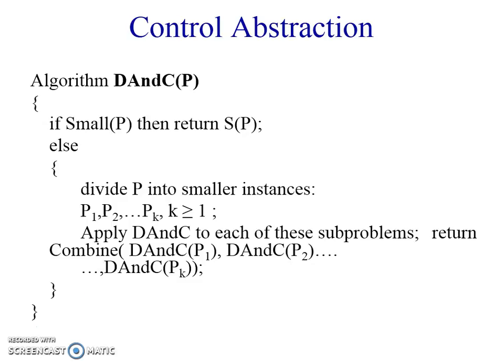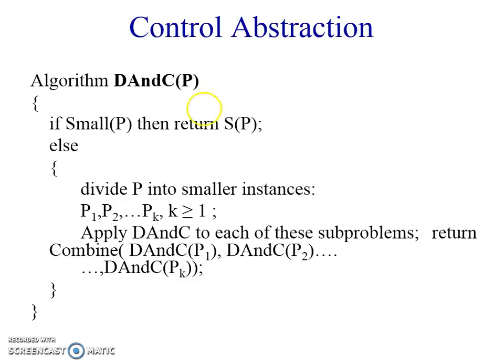Given a problem P of size n, when you have to apply a divide and conquer strategy, what we do is divide the problem P into smaller instances and try to solve each of the smaller instances independently, and then combine the solution of each of the instances to get the solution to the entire problem.